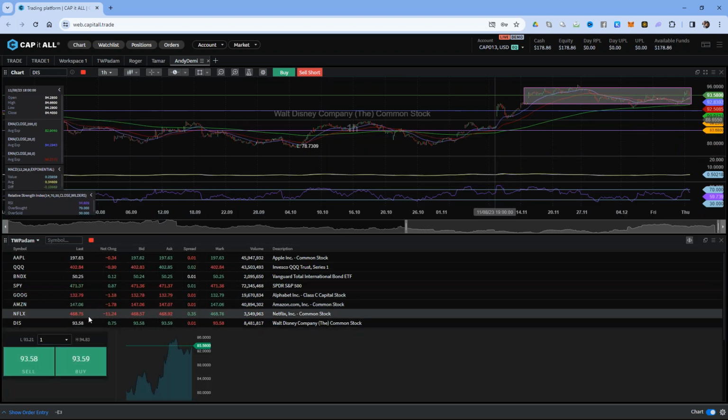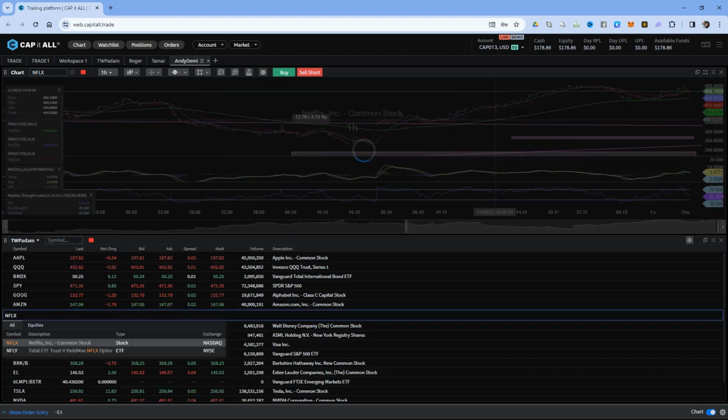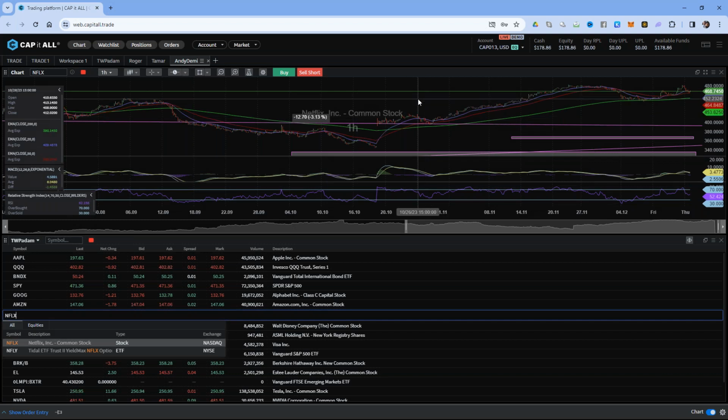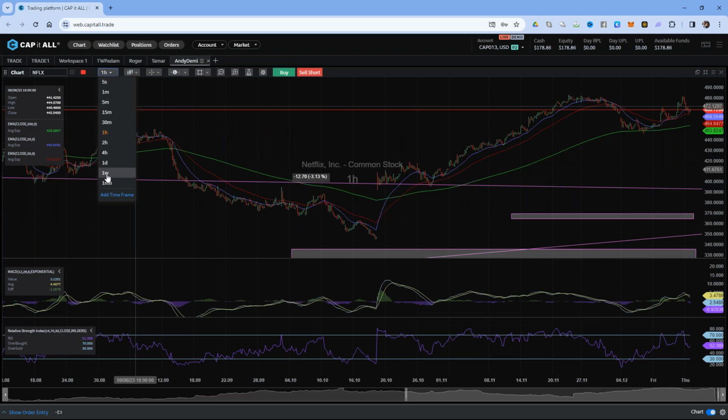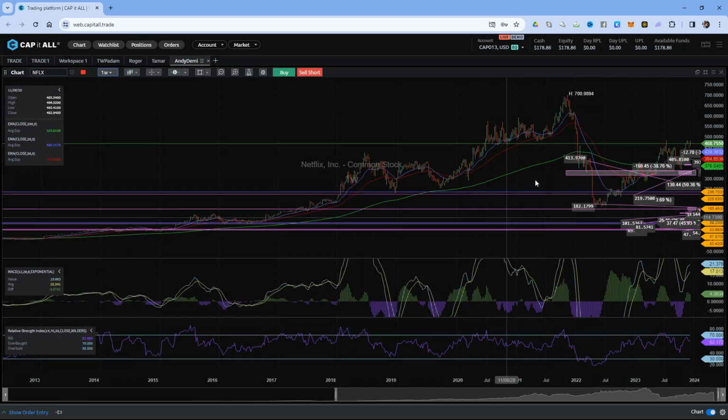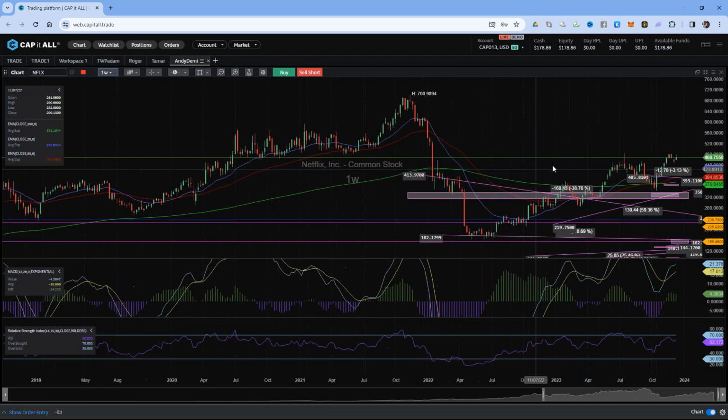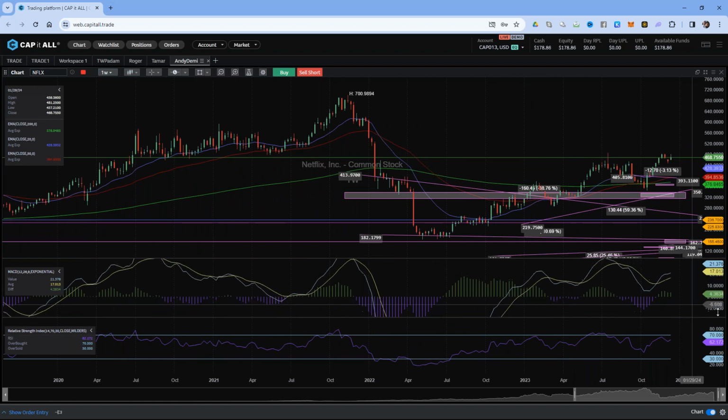Let's go to Netflix. I think we looked at Netflix. No, we haven't looked at Netflix. So Netflix next. Let's have a little look at the weekly time frame. Start with that always. Really not doing a lot, lots of resistance, similar to Amazon, same kind of sector. And yeah, again, I would be favoring the short side here.